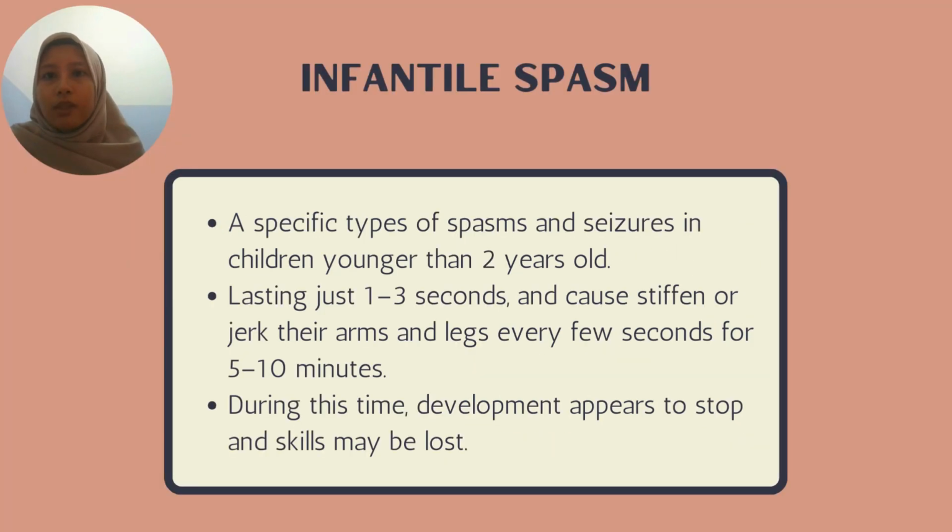Okay, another type of seizure is infantile spasm, which is a specific type of spasm and seizure in children younger than 2 years old, which typically begins from 6 months and disappears by 24 months. Spasms last just 1 to 3 seconds and cause the child to stiffen or jerk their arms and legs every few seconds for 5 to 10 minutes. During this time, development appears to stop and skills may be lost.